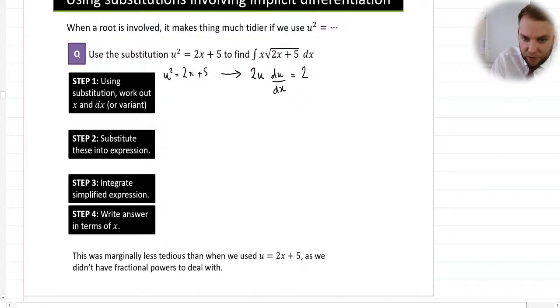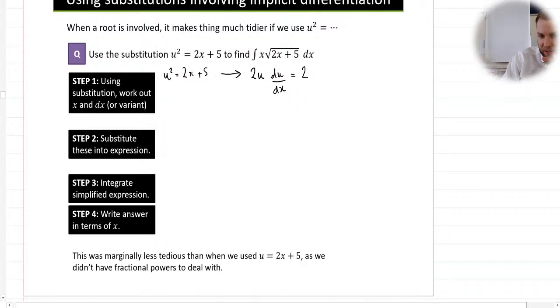So there's our first little step. The other thing which is important is we need to get rid of, do I need to get rid of the x just yet?